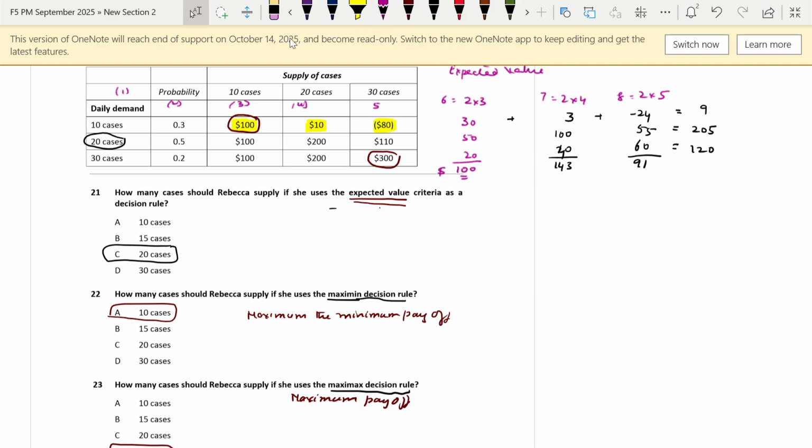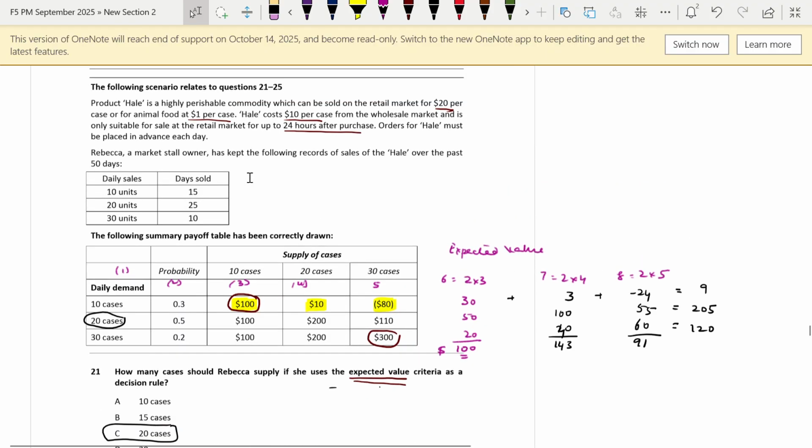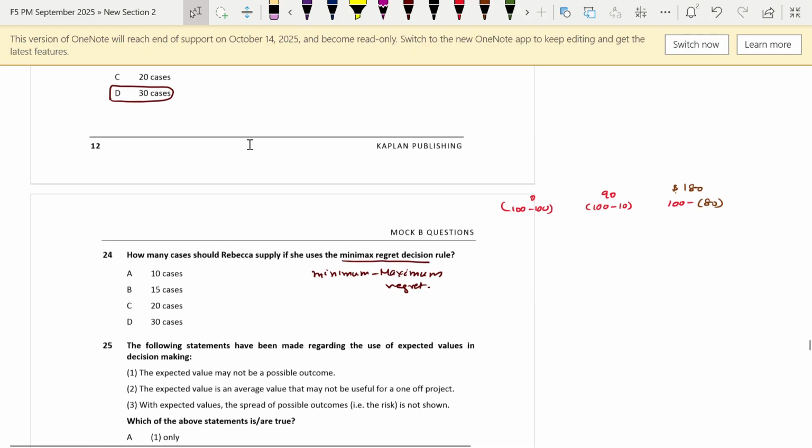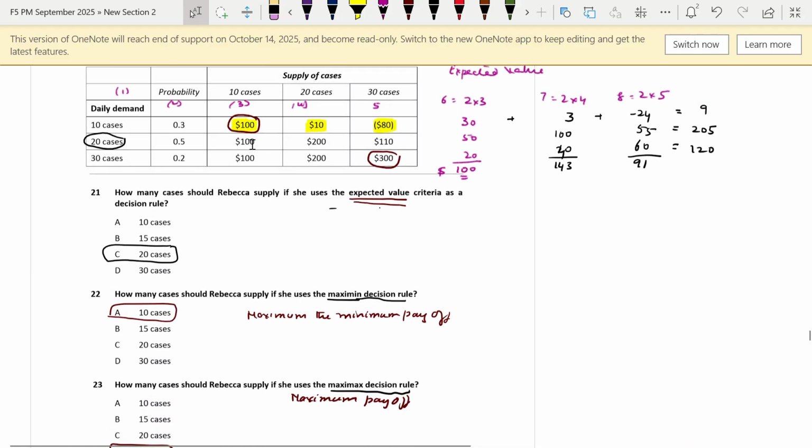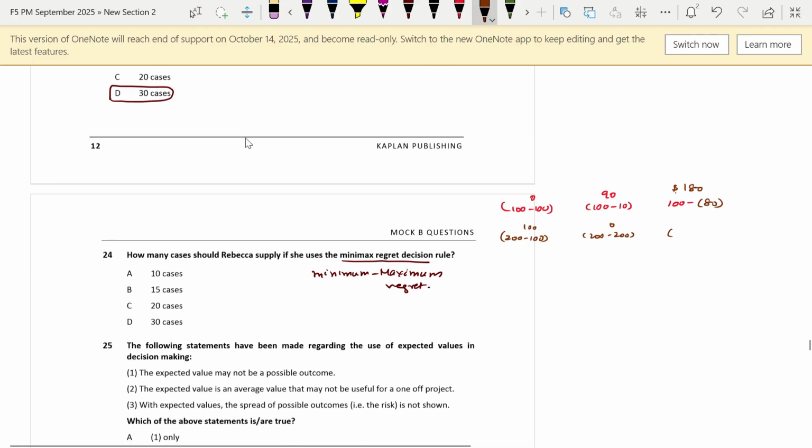20 cases. 20 cases means what? Payoff. 200 minus 100. Okay, 200 minus 200. Okay, next. 110, 200. 200 minus 110. Okay, third one.